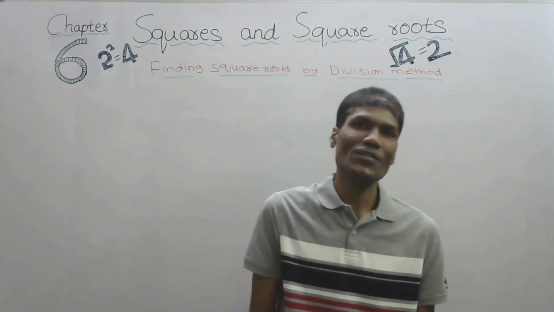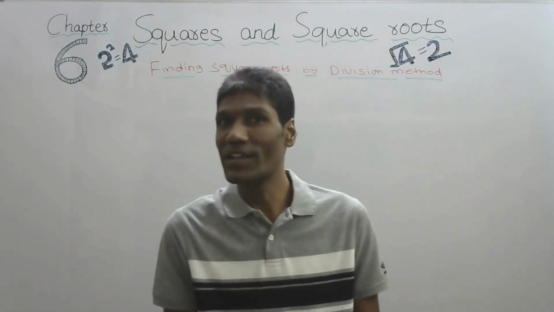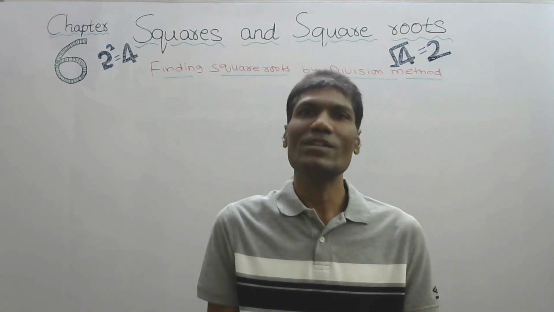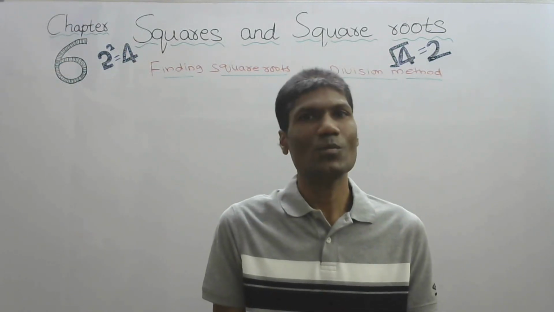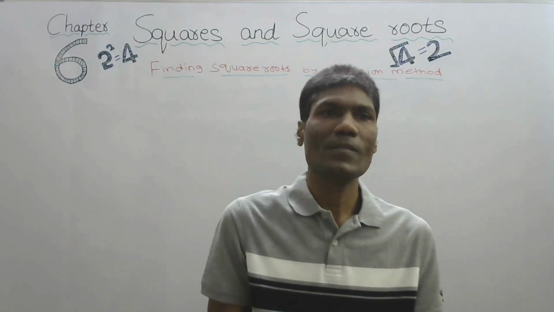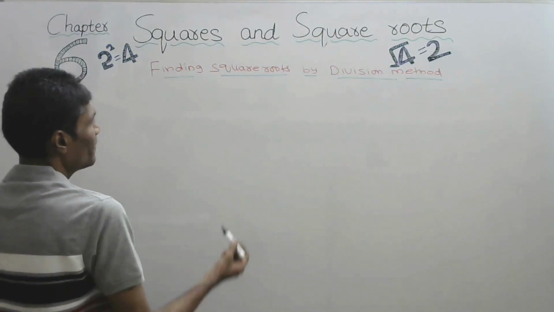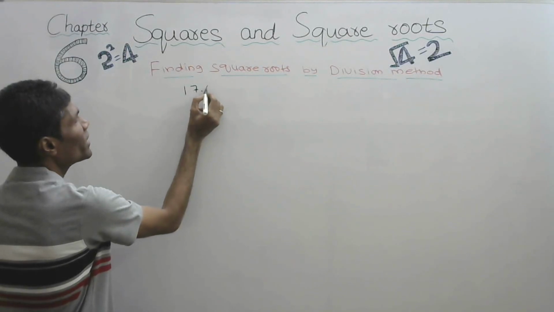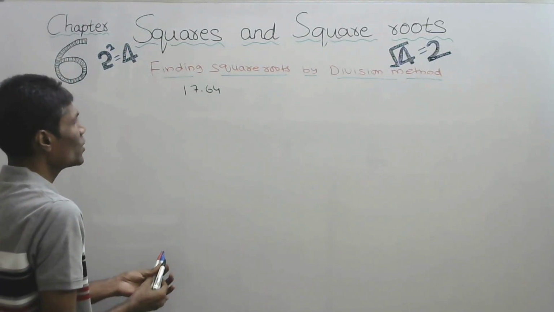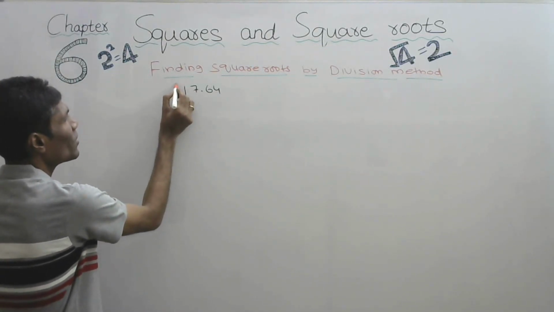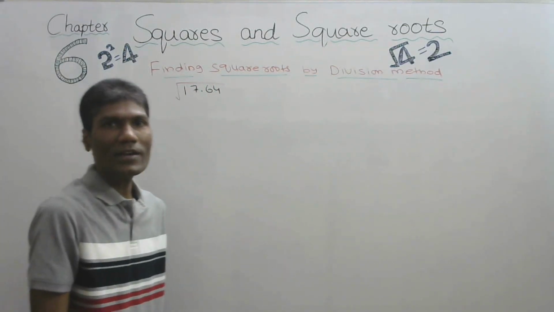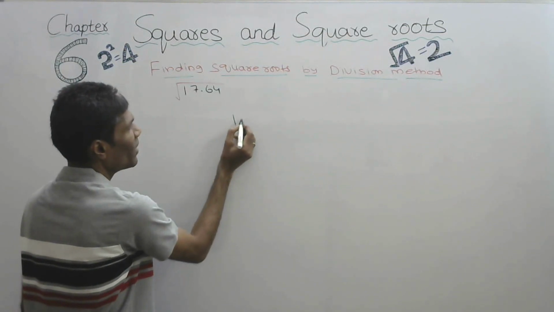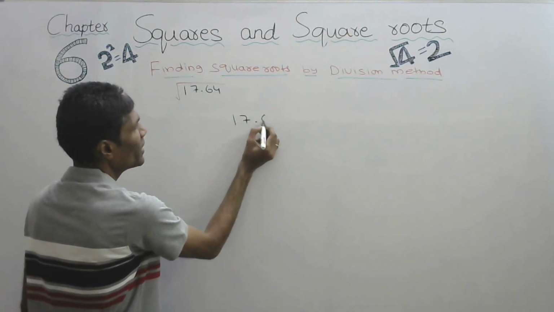Now let us find the square root of decimal numbers. Same process, but if the number has a decimal, how to proceed? Let us see. Now say, let us take a number 17.64. We need to find the square root of 17.64. Same division method we will start.